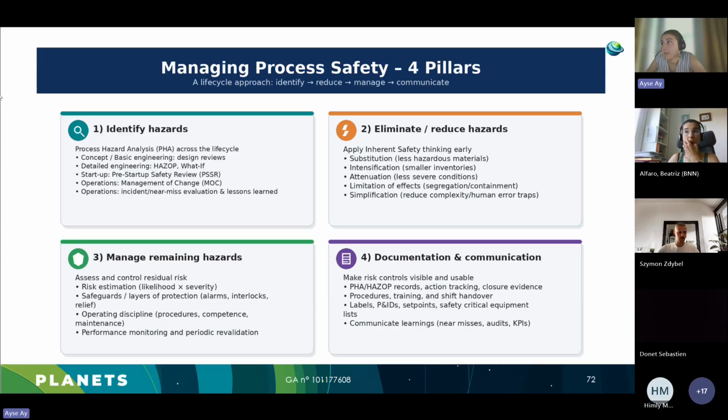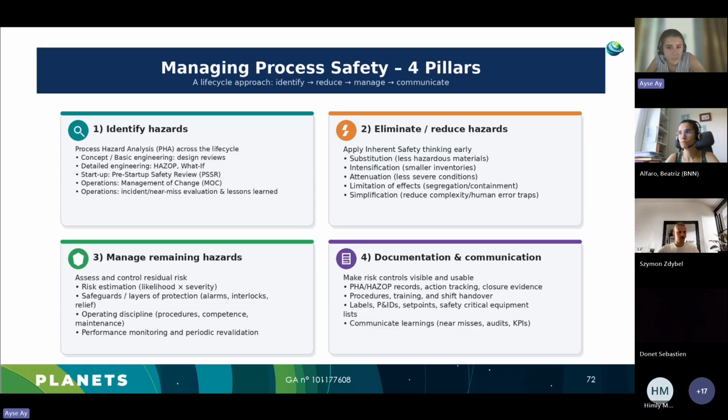The second pillar is eliminate or reduce the hazards, ideally as early as possible. This follows the concept of inherent safety and thinking early. For example, you can start with substitution, which means that the hazards can be reduced if you use a less hazardous material. This doesn't mean that you have to change your reactants. This can also be related to changing a cleaning agent for your reactor, for example. Or intensification: this can mean storing your chemicals in smaller storage tanks, so that you can reduce the potential of hazards.